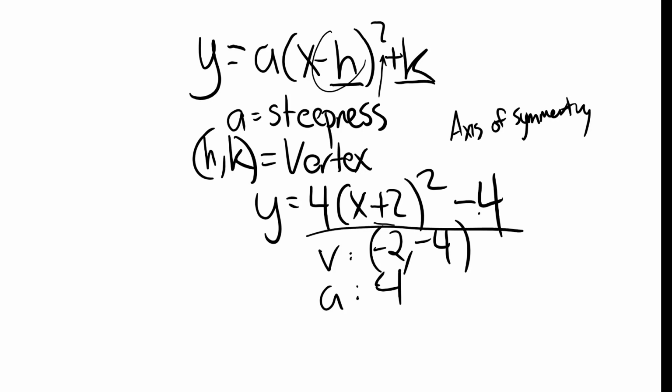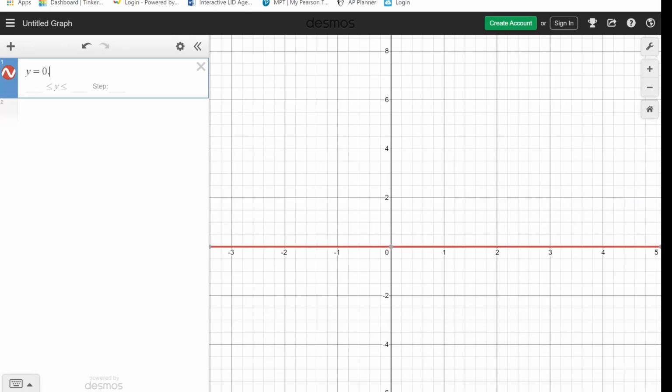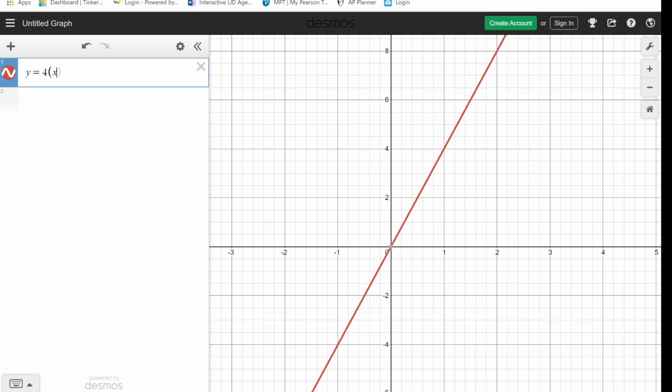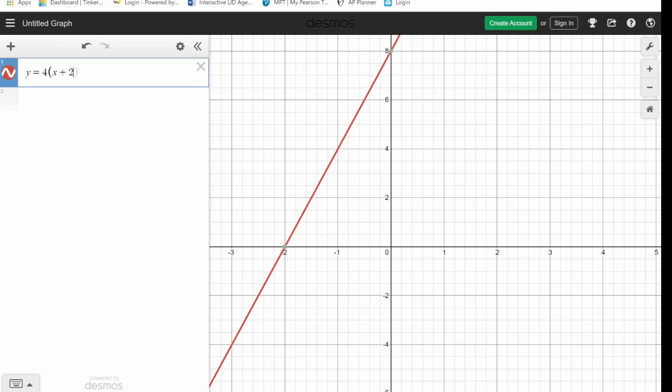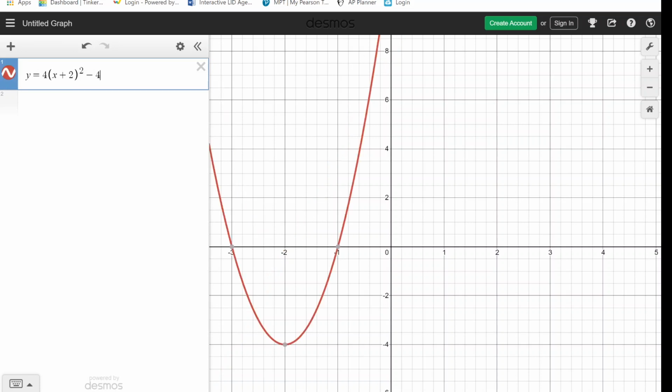So I'm going to pop back to Desmos and put in this graph. 4 times x plus 2 squared minus 4. And if you can see, my vertex actually goes through negative 2, negative 4.